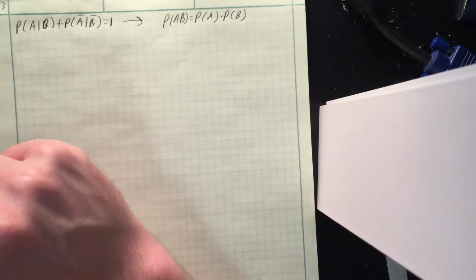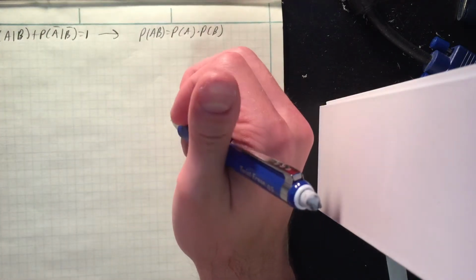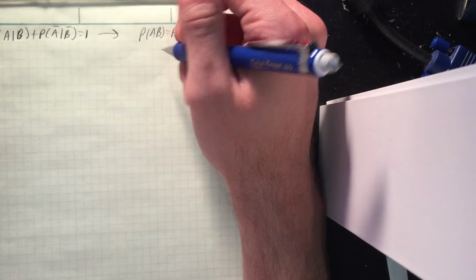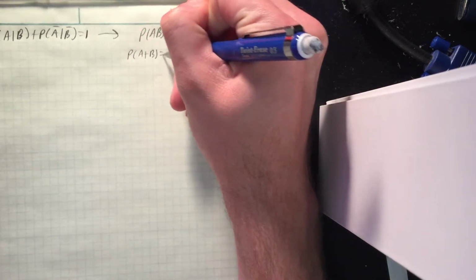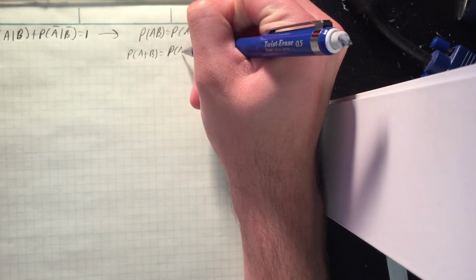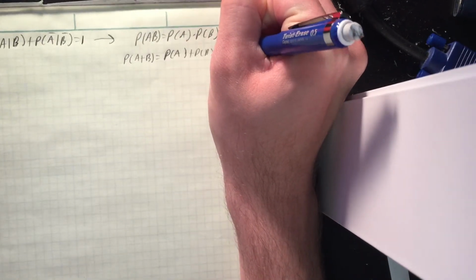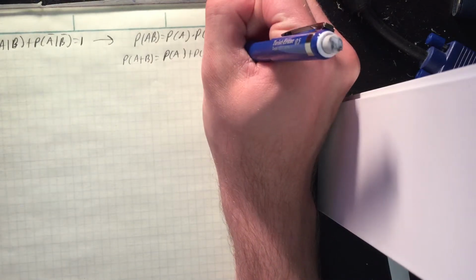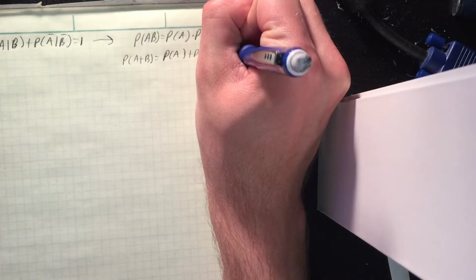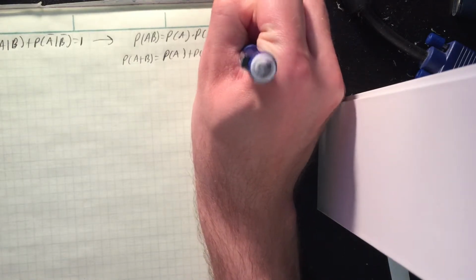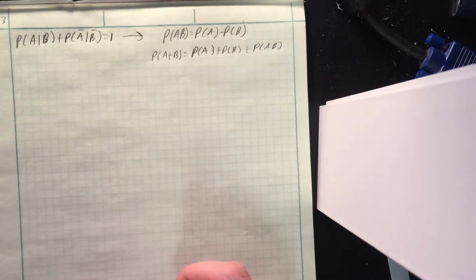Now, a couple of things I've written down that are just general theorems that we may be able to use to help prove things are: the probability of A plus B is equal to the probability of A plus the probability of B minus the probability of AB, which may or may not become useful.